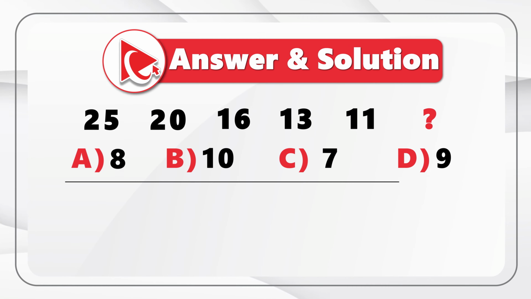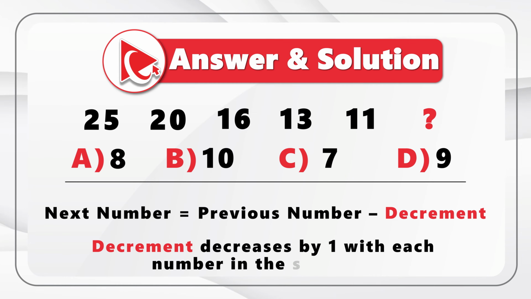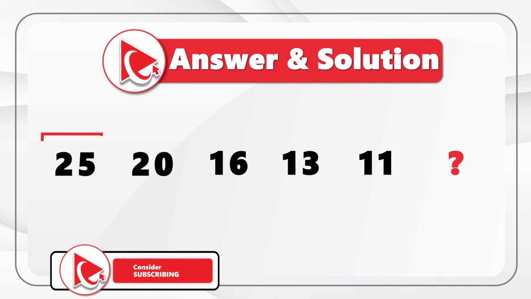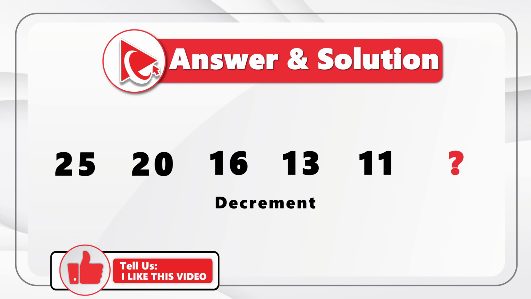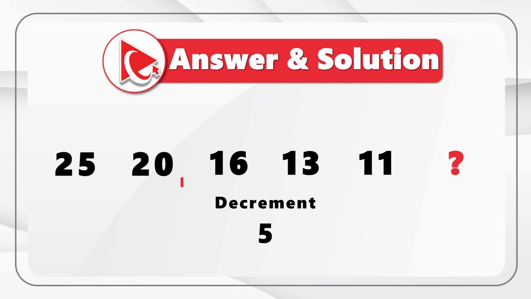Here we have a concept of decrement. And the pattern is that the next number is calculated as the previous number minus the decrement. And the decrement increases by 1 with each number in the sequence. Let's take a close look. Our first number in the sequence is 25, and our first initial decrement is minus 5. 25 minus 5 equals 20, and this is how we come to the second number.